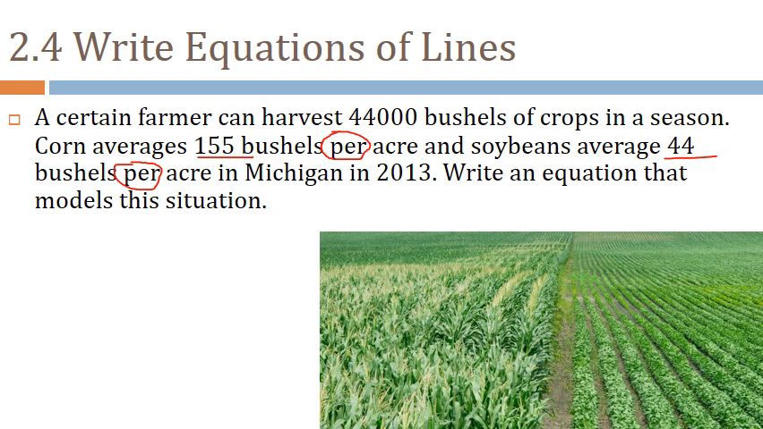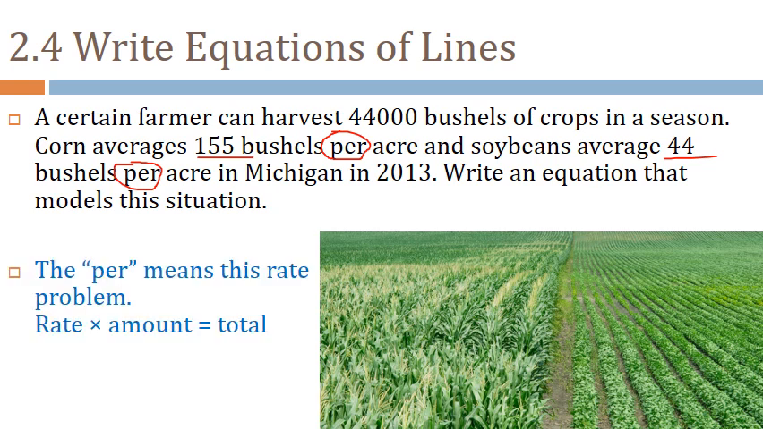So our total amount of bushels would be our 155 bushels per acre times the number of acres. So the per means it's a rate problem. Rate times the amount equals our total. So for the corn, we'll have 155 times the number of acres of corn. Soybeans will be 44 times the number of acres of soybeans, and that'll equal our total.